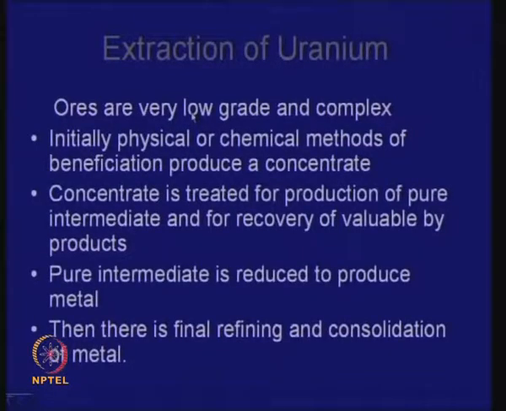Start with a low grade complex ore, go through physical or chemical methods of producing a concentrate. Then from the concentrate, we produce an almost pure intermediate. From the pure intermediate, we produce a pure metal. Then although it is pure metal, it may not be in the correct physical form, or it may have some gaseous impurities. So, we go for refining and consolidation. This is what we will do.